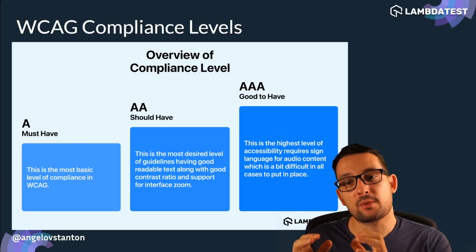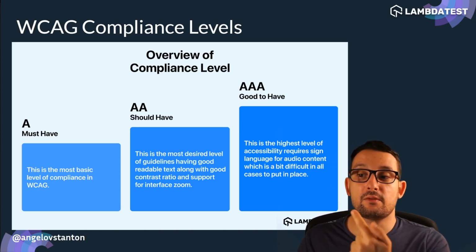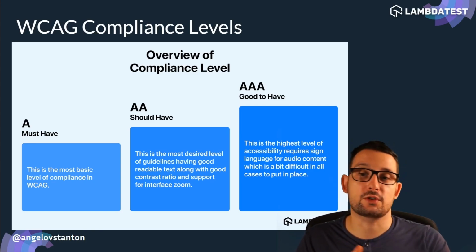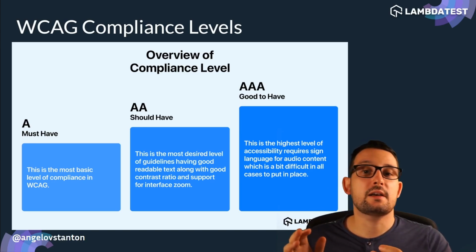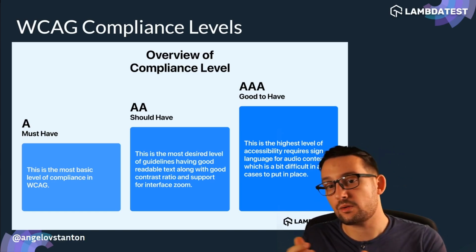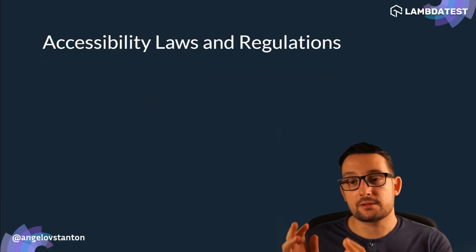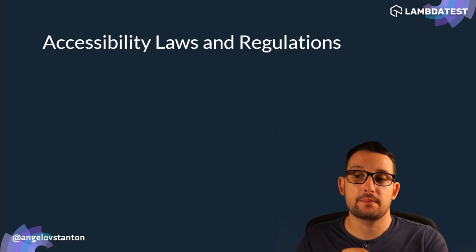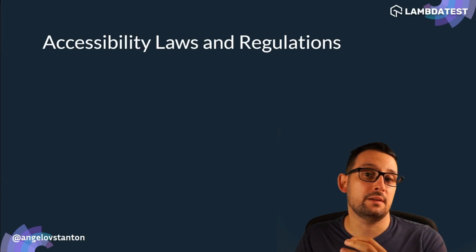With the release of WCAG 2.1, the guidelines expanded to include accessibility for mobile devices, people with cognitive disabilities, and users with low vision. WCAG is continuously evolving to meet modern accessibility needs, ensuring we build truly inclusive digital spaces. Now, let's talk about the laws and regulations that make accessibility a necessity. Accessibility isn't just best practice, it's a legal requirement in many countries.